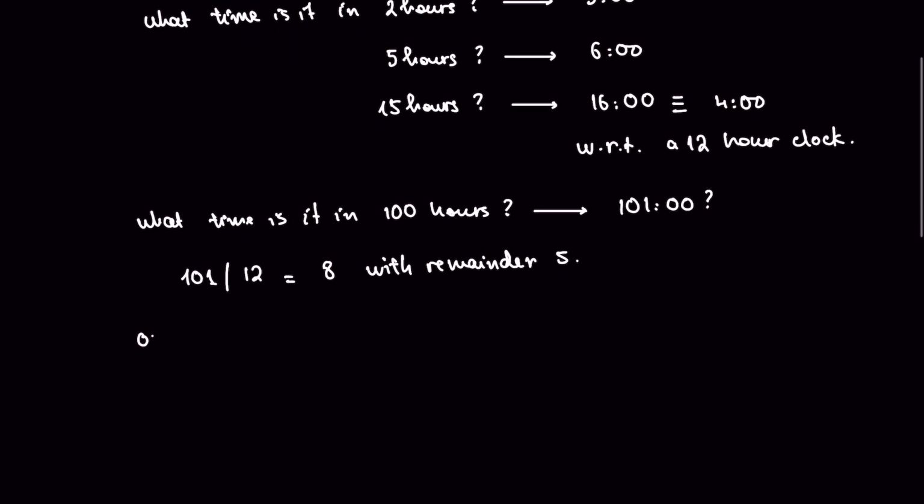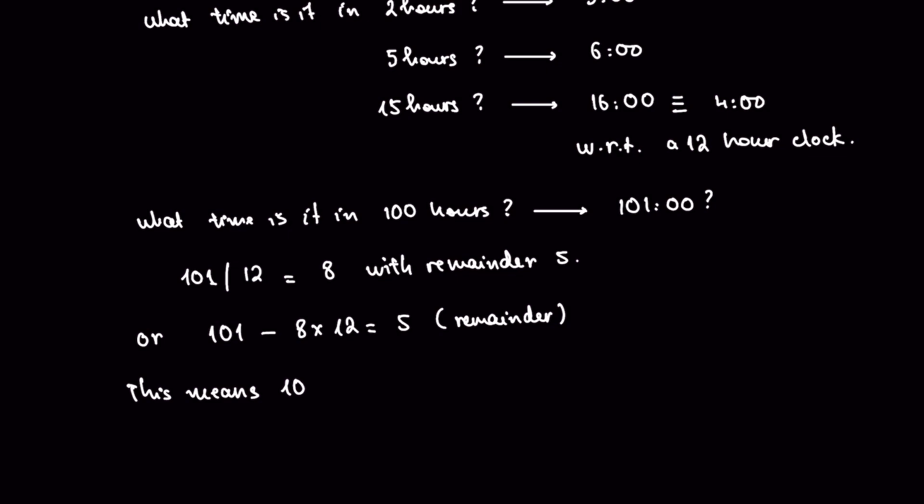Or you can think of this as follows. 101 minus 8 times 12 gives you 5 for the remainder. The 101 is equivalent to 5 o'clock in the 12-hour clock system. So this means 101 is equivalent to 5 o'clock in the 12-hour clock system.